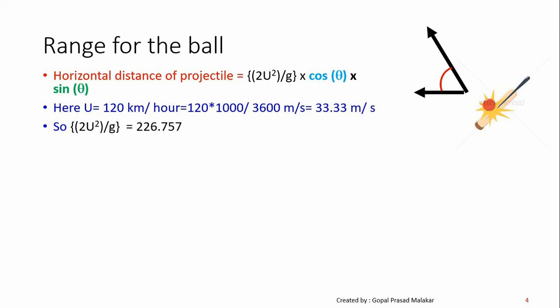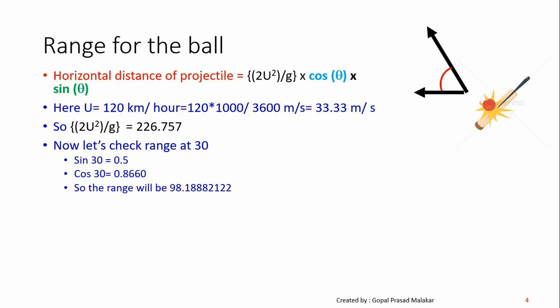So now let's look at what should be the angle of hit so that it clears the ground. Let's take a look at what will be the range at 30 degree. So at 30 degree it will be 226.757 into cos theta, which is 0.8660, and sin theta, which will be 0.5. So this gives you 98.18, which is obviously more than 90 meters, so it will clear.